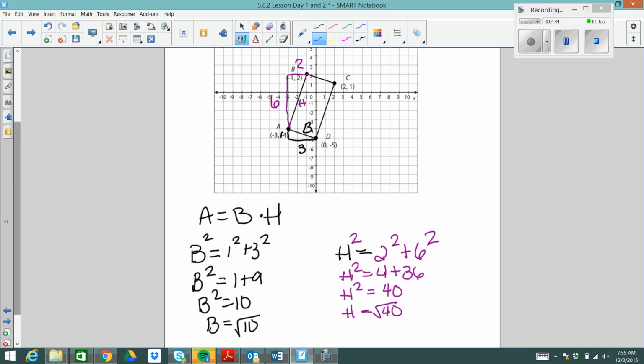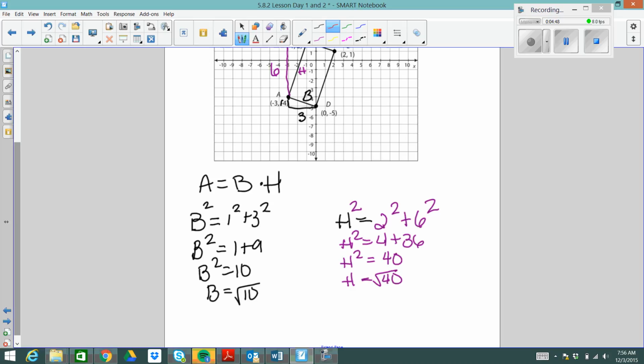So now to find our area, like it says up top, we know that area equals base times height. So we have square root of 10 times square root of 40, which is the square root of 400, which is 20 units squared.